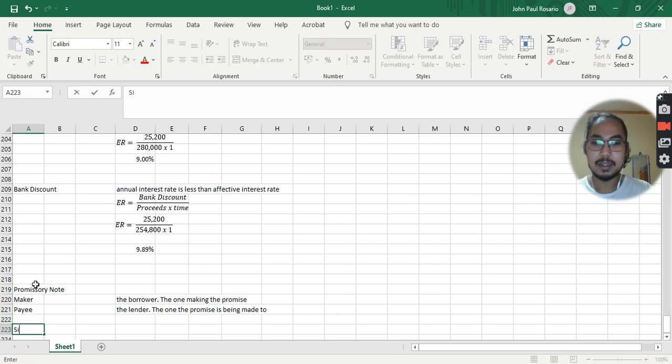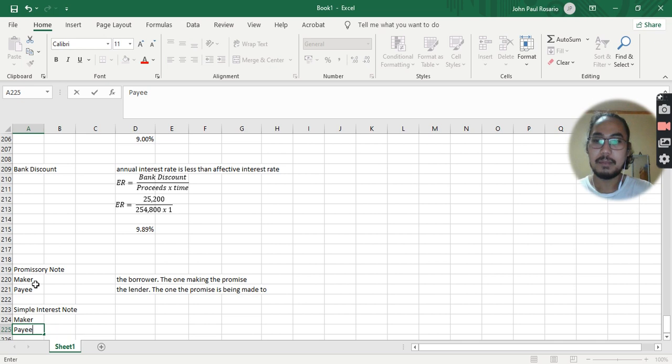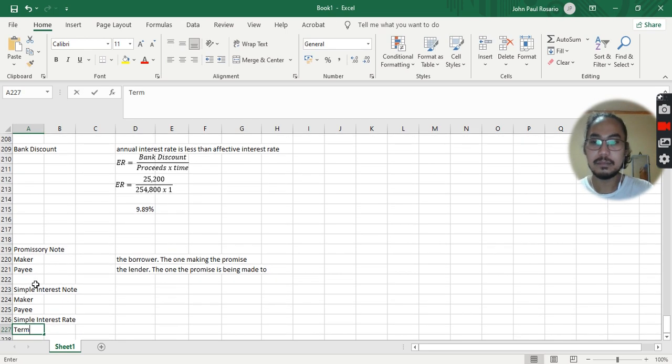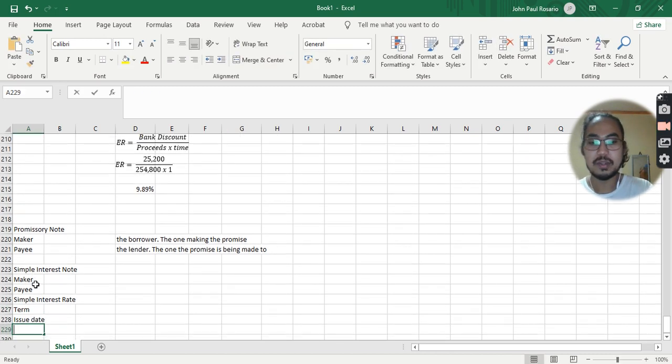For a simple interest note, there is the maker, the payee, the simple interest rate, the term or time, the issue date, and the maturity date.